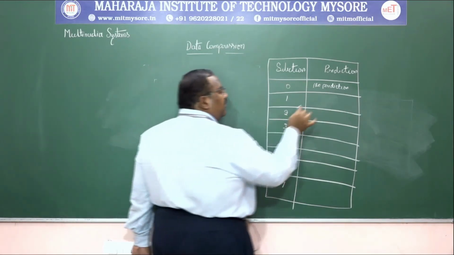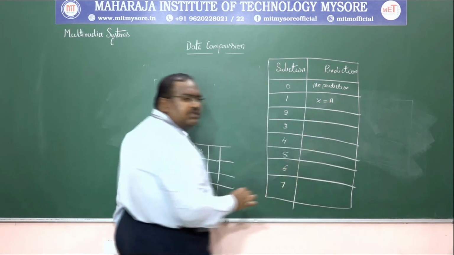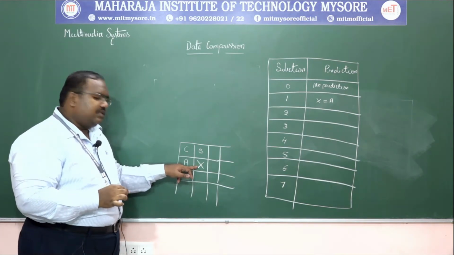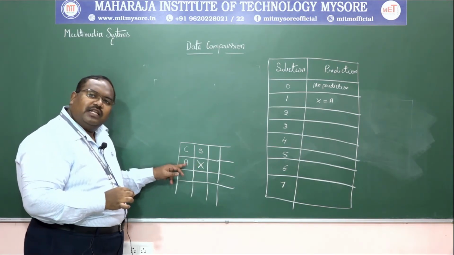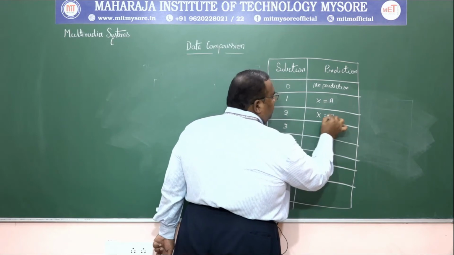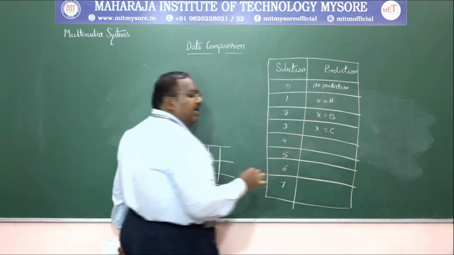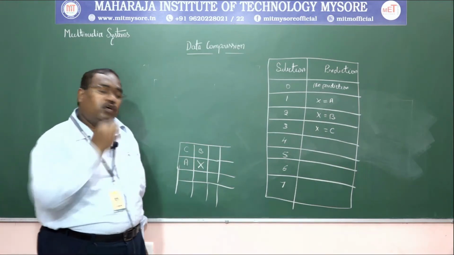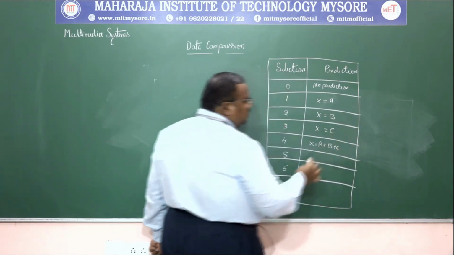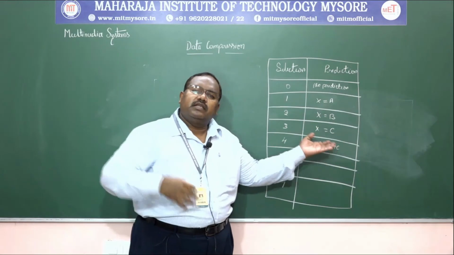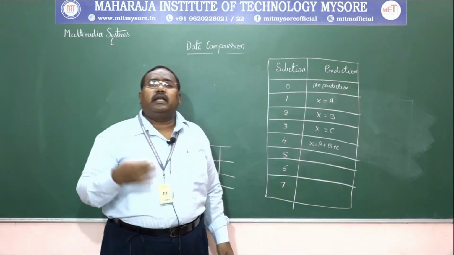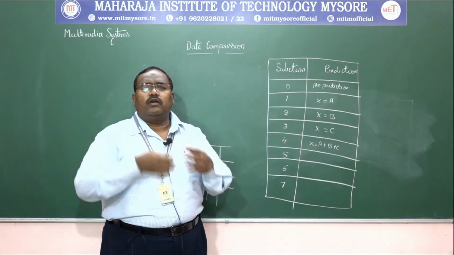Suppose it is 1, we write x is equal to a. What is x? This cell. The value of x is said to be a, where a is the value of the neighboring cell. If the selection is 2, x is equal to b. If the selection is 3, x is equal to c. And if the selection is 4, x is equal to a plus b plus c. You might be asking why we take this. It's our choice, it is our prediction. The title says predictions, we are predicting. You can have your own predictive formulas here.